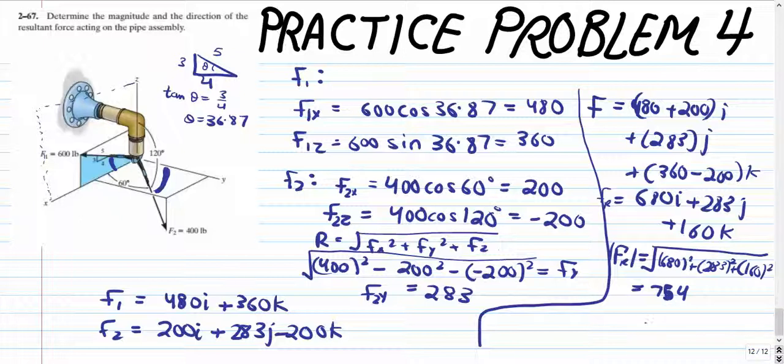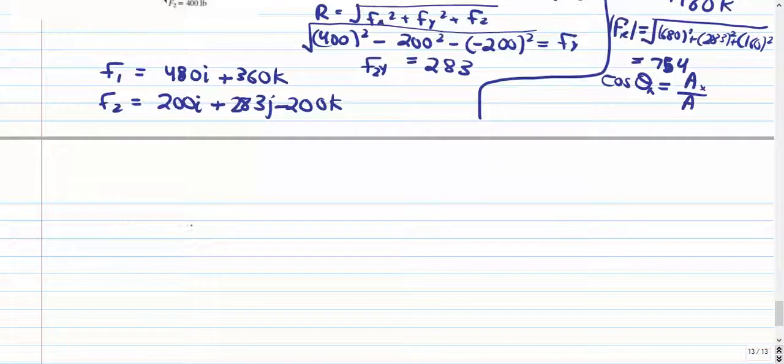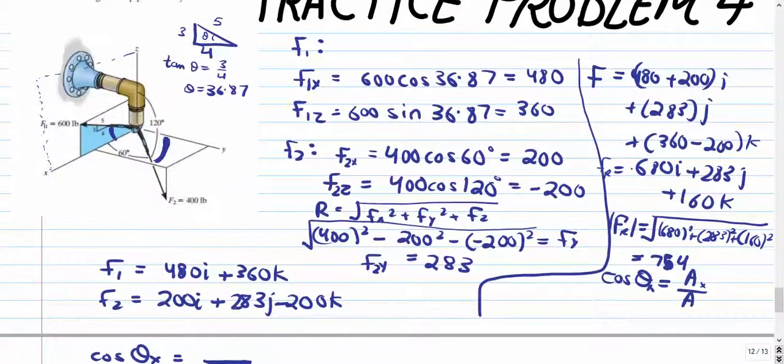Now to find the angles between the resultant force vector and each of the x, y, and z axes, we will use the formula that we discussed in the previous videos, which is cos of an angle x, y, or z is equal to the component of the force along that axis divided by the magnitude of that vector. So for the angle between the resultant force vector and the x-axis, we can do cos of theta x equal to the component of the resultant force along the x-axis divided by its magnitude. Its magnitude is 754 pounds, while its component along the x-axis is equal to 680 pounds.